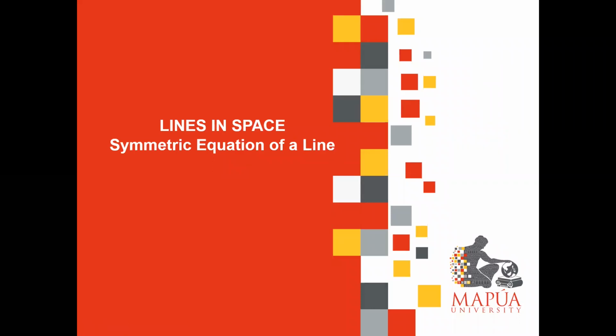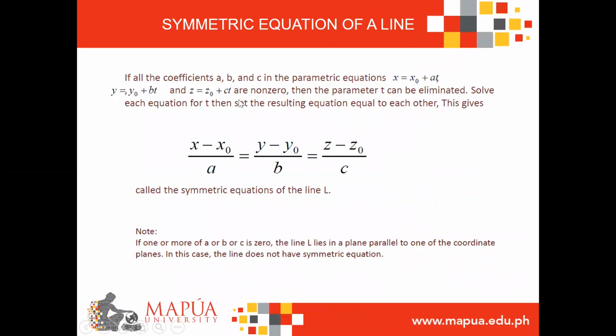Good day. I will now discuss the third equation of lines in space, which we call the symmetric equation of a line. By definition, if all the coefficients a, b, and c in the parametric equations x equals x sub 0 plus at, y equals y sub 0 plus bt, and z equals z sub 0 plus ct are non-zero, then the parameter t can be eliminated.